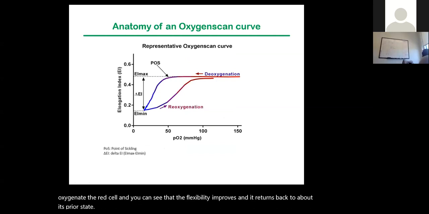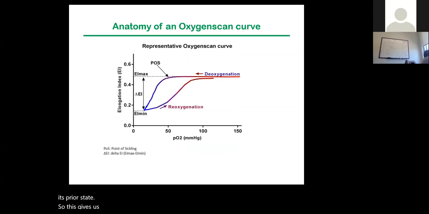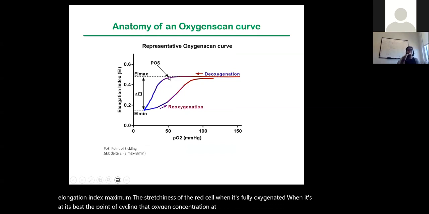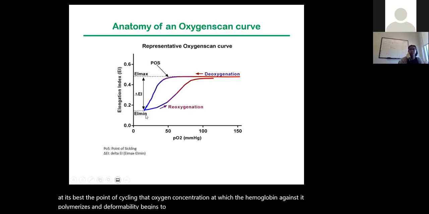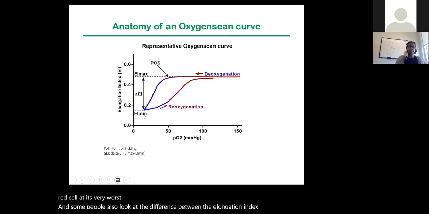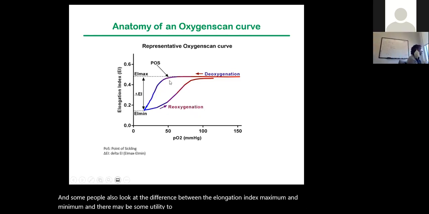So this gives us 3 biomarkers. You could claim more than that, but what I mostly look at is the elongation index maximum, the stretchiness of the red cell when it's fully oxygenated, when it's at its best; the point of sickling, that oxygen concentration at which the hemoglobin begins to polymerize and the deformability begins to worsen; and the elongation index minimum, which is the red cell at its very worst. And some people also look at the difference between the elongation index maximum and minimum, and there may be some utility to that. I'll show you the data on that later.